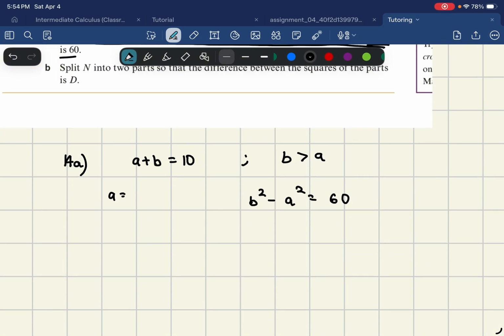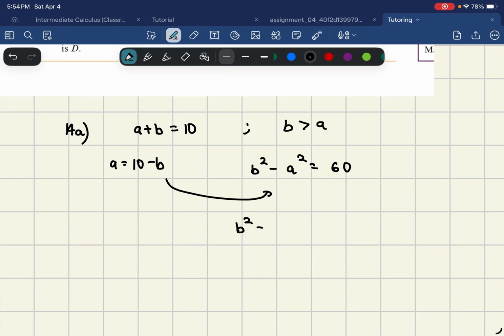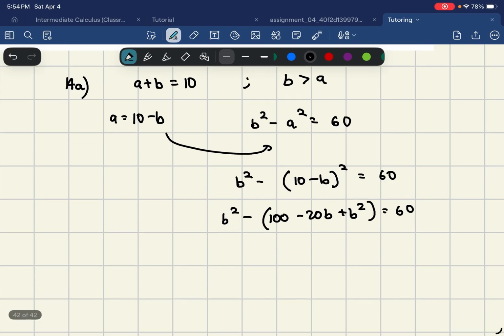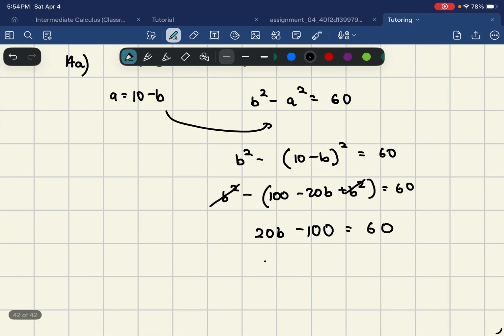And I know that A is just 10 minus B. So I can substitute this here. So B squared minus (10 minus B) squared is equal to 60. (10 minus B) squared is 100 minus 20B, if I simplify the bracket, plus B squared. So B squared minus B squared, that cancels out, right? So I get 20B minus 100 is equal to 60, if you simplify. So that gives me 20B is equal to 160. The zeros cancel out, B is equal to 8. And A is going to be 2.